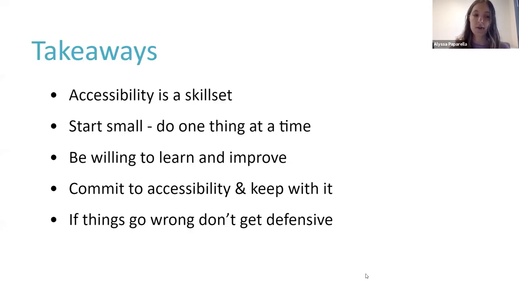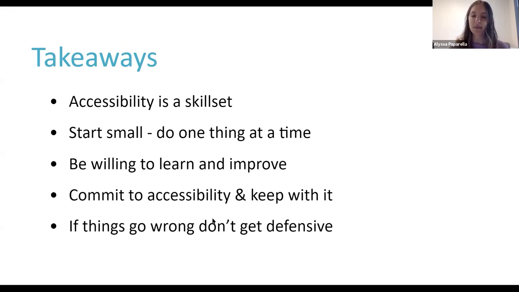So some big takeaways. Accessibility is a skill set. It's not one of those things where you could learn it and then just say, hey, I'm done. I'm now an accessible science communicator. My job here is done. It's a lifelong process where you need to continuously learn and seek out material to make sure that the practices still are accessible and that social media and other things are not changing.